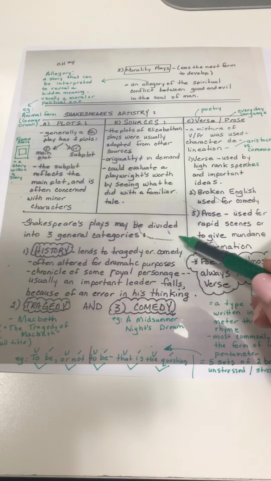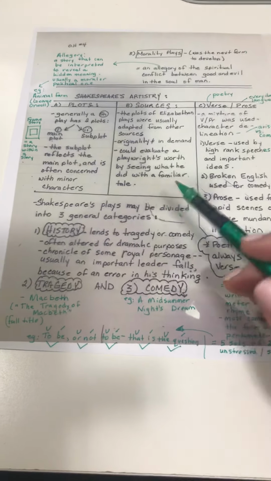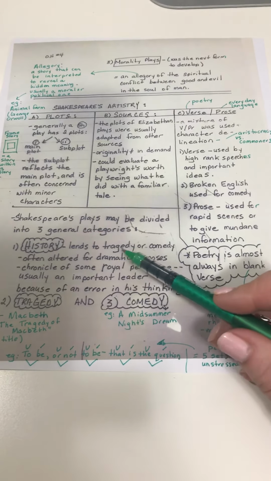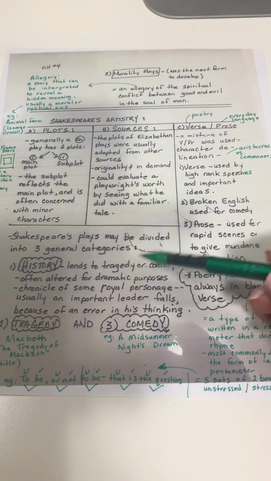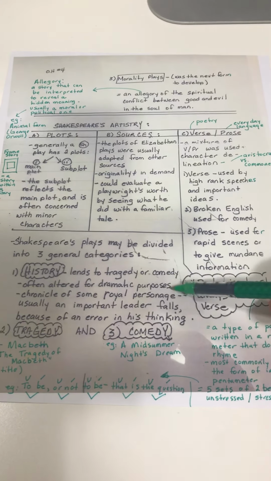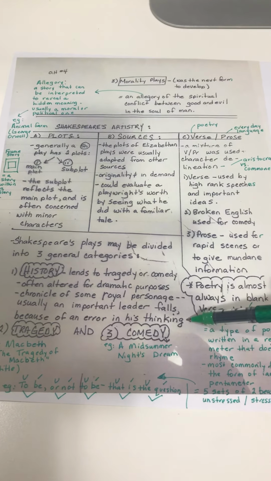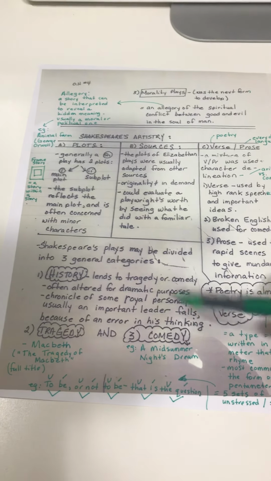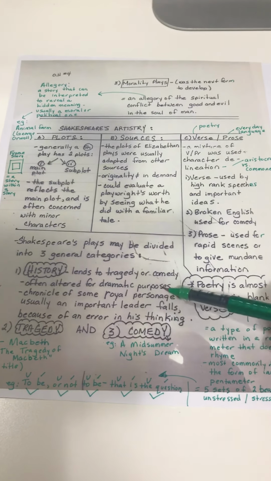Lastly, we'll take a look at how Shakespeare's plays may be divided into 3 very, very general categories. Firstly, history plays, which lent to both tragedy or comedy, and they were often altered for dramatic purposes. They chronicled some person of royal background, usually an important leader who has some kind of downfall because of an error in his thinking. Some people call this a tragic flaw. And again, they were taken from real historical figures, usually royalty.